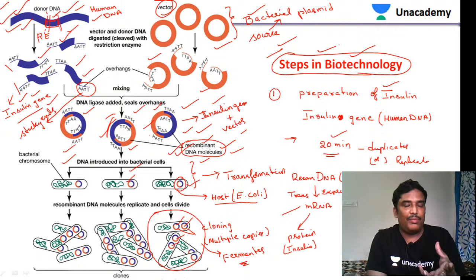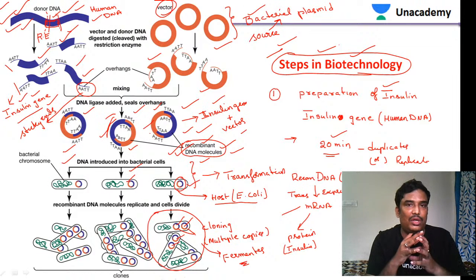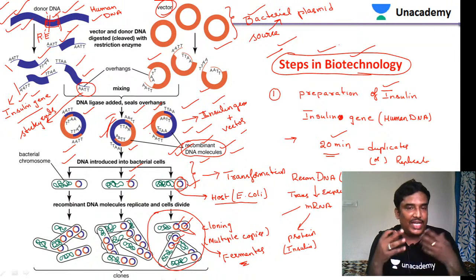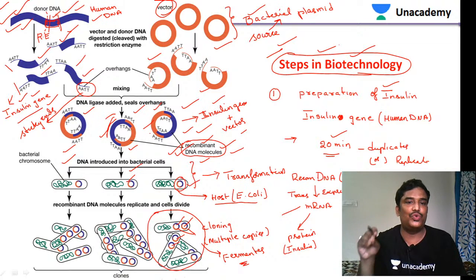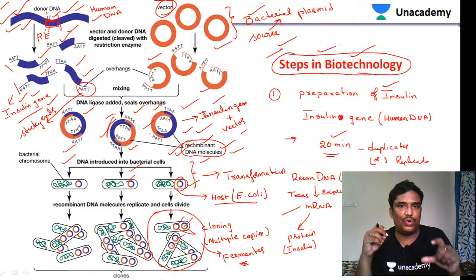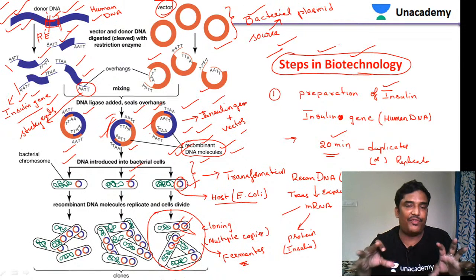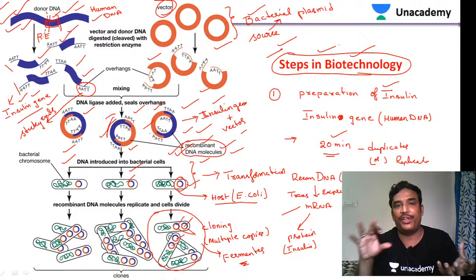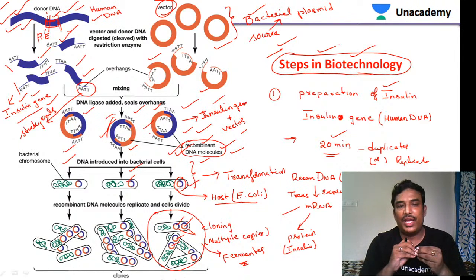Now these recombinant DNA molecules cannot replicate by themselves, so they require a host. And what host have we chosen? We have chosen E. coli bacteria, Escherichia coli, as a host. Now the question arises: why Escherichia coli? There are several millions of bacteria. Escherichia coli is chosen because it can duplicate or replicate every 20 minutes. It keeps on replicating every 20 minutes. So that is the reason we have taken Escherichia coli bacteria.